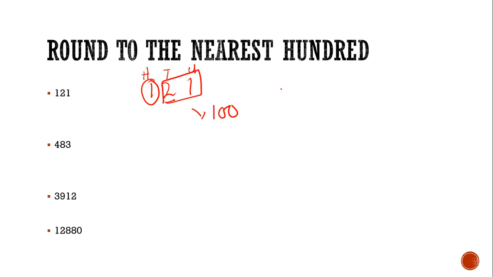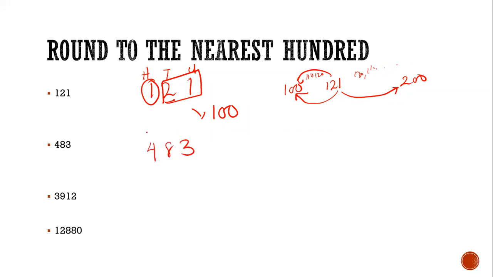And if you think about it, if you have 100 and 200, 121 is closer to 100 than it is to 200. Because you still have 130, 140, 150, 160, 170, 180, 190 before you get to 200. And here you just have maybe 110, 120. So 121 is closer to 100 than it is to 200.